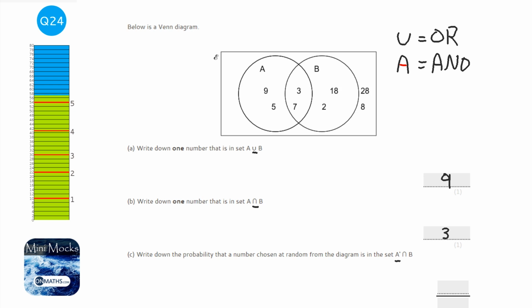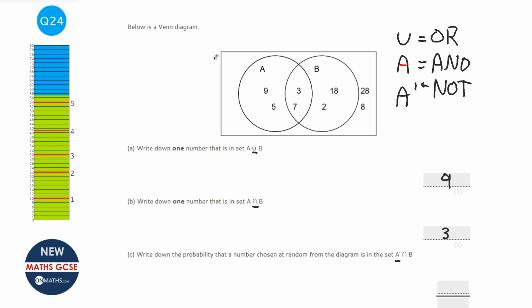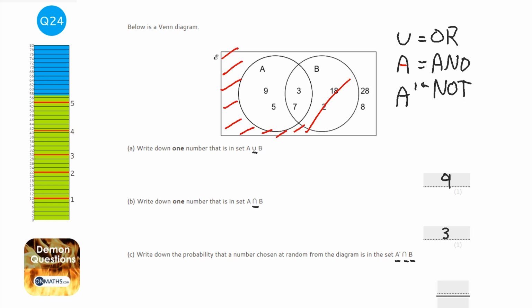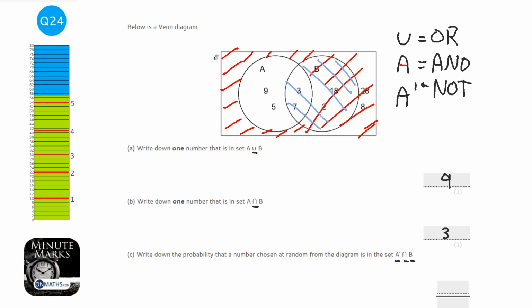Now this little symbol here, okay, and it's an A with a dash. That dash there means not. So we're looking for numbers that aren't in A and are in B. Well, let's have a look at where not A is. Well, it's anywhere around here. Anywhere around here is not in A. And let's have a look at where B is. So B is anywhere here. So the numbers that overlap both of those are the 18 and the 2. So it's 18 and 2. So there are two numbers that fit that bill.